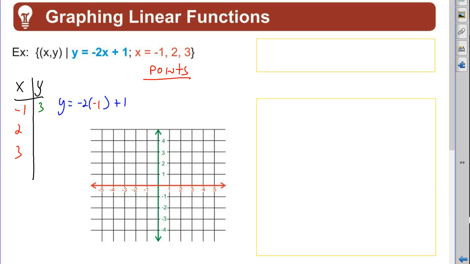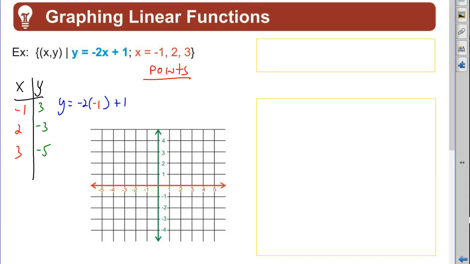And we're going to do this for all three. So again, you would do the exact same thing. And for time's sake, I would put a 2 in there. I'd get negative 4 plus 1, and that's a negative 3. And then I would put 3 in. Negative 2 times 3 is a negative 6, plus 1, and that's a negative 5.